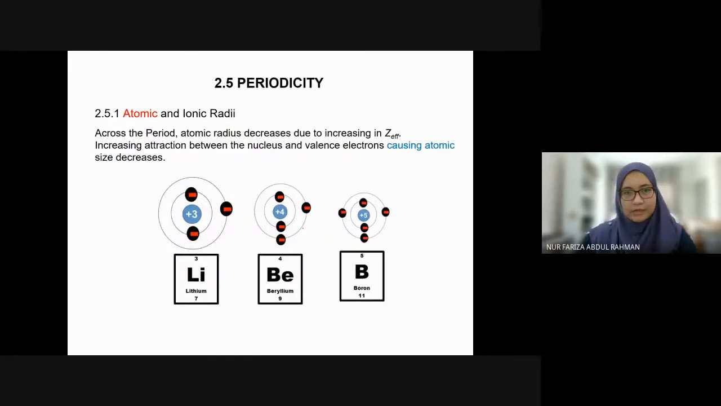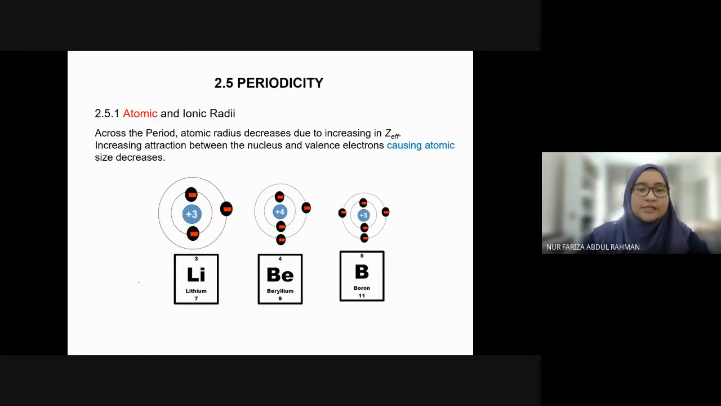Okay, right. So across the period, atomic radius decreases due to increasing Z effective. Okay, so increasing attraction between the nucleus and valence electron causes atomic size to decrease.